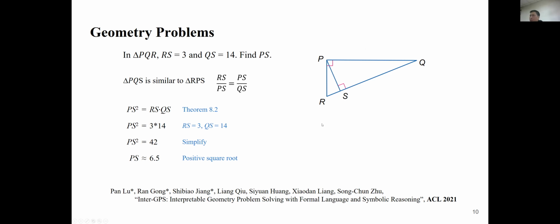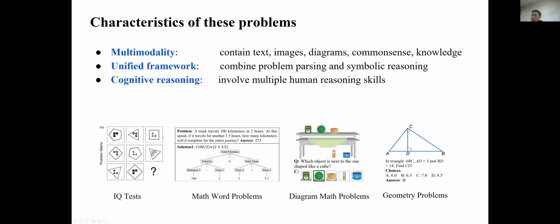Okay, so the characteristic of all these problems is multimodality, meaning they contain some diagrams, some natural language description, and pictures. We can use a unified framework in the sense that we do problem parsing. Joint parsing means parsing the diagram, the visual part, and the text part, the natural language understanding. Both of them generate a parse graph. We call it joint parsing. And then you do some reasoning by propagating the attributes in that parse graph.